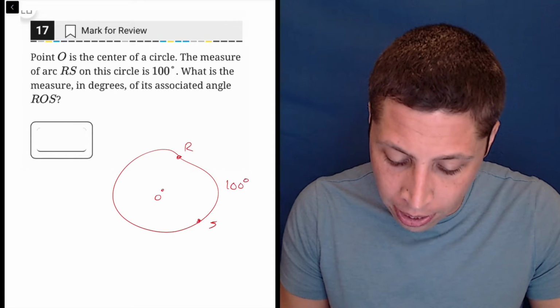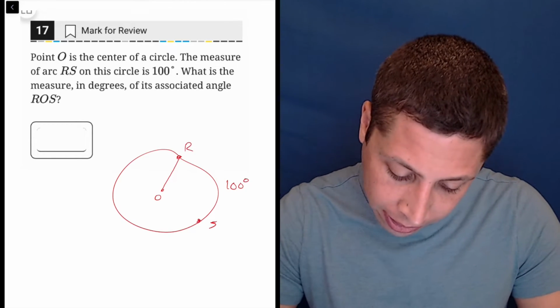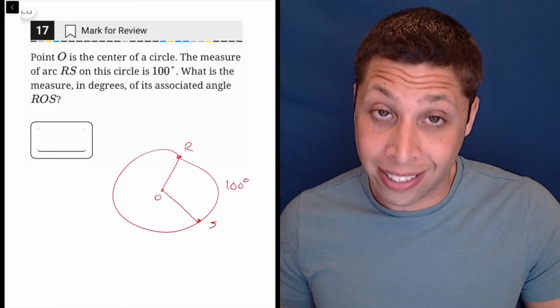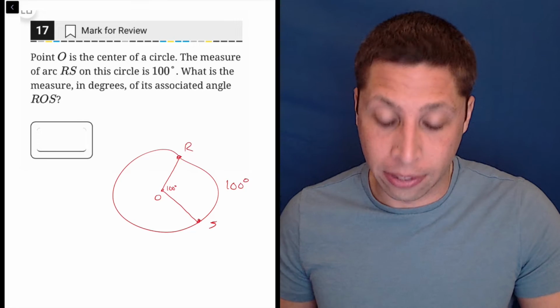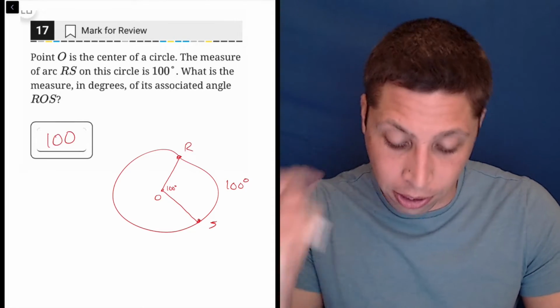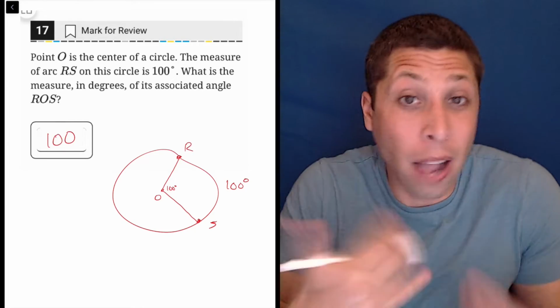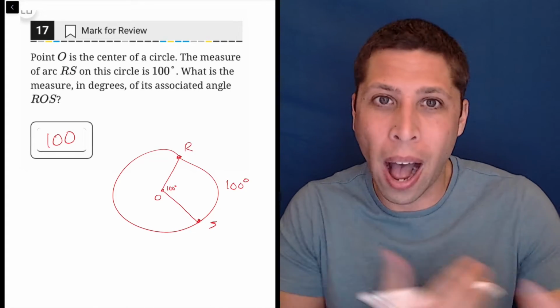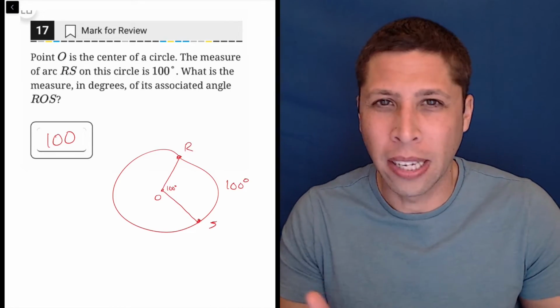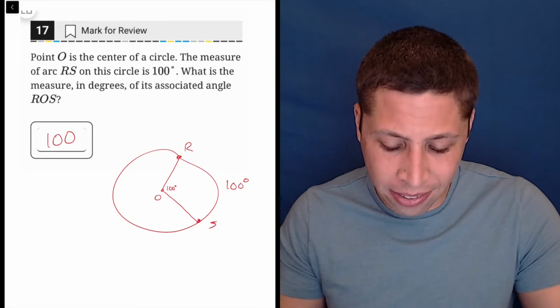So they're just saying, okay, if we drew this as kind of like a slice, a segment, a sector, it's going to also have an angle of 100 degrees. So 100 is just the answer here. I would not have drawn the picture for this if I were actually doing the test because it's so obvious that that's the answer. It's basic circle definitions, I guess.